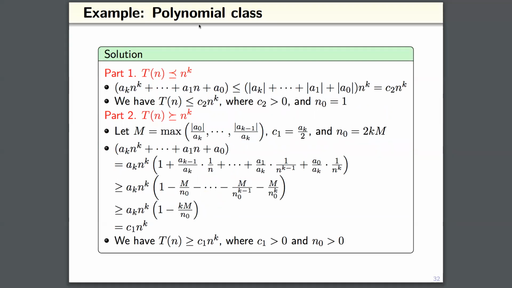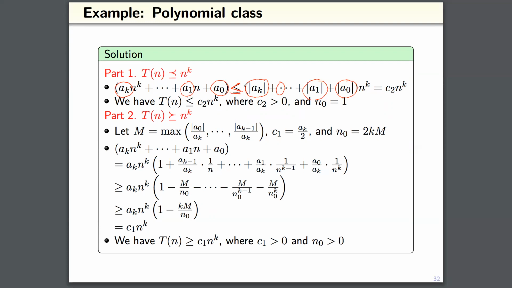Let's prove each of these two parts using the set approach. You have this polynomial T(n). The first part is less than or equal to n^k. What do you see here? a_k is definitely less than or equal to the absolute value of a_k. a_{k-1} is less than or equal to the absolute value of a_{k-1}. a_1 is less than or equal to the absolute value of a_1, and likewise for a_0. Just taking the absolute value and having a less than or equal to relationship.